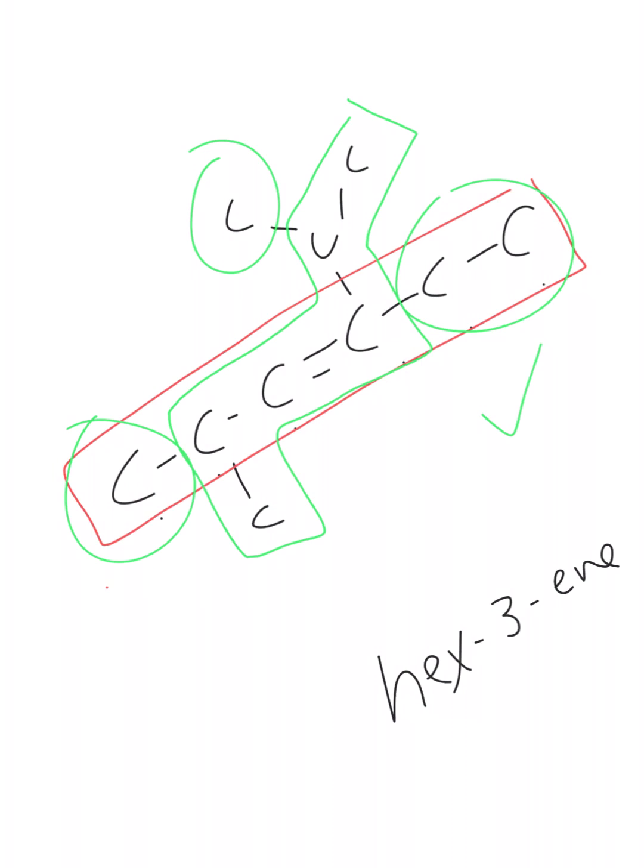Okay, so there's a whole bunch of overlapping rules here. But at the end of the day, the correct name for this thing in the correct alphabetical order is going to be 3-ethyl-2,5-dimethylhex-3-ene, just like that one.